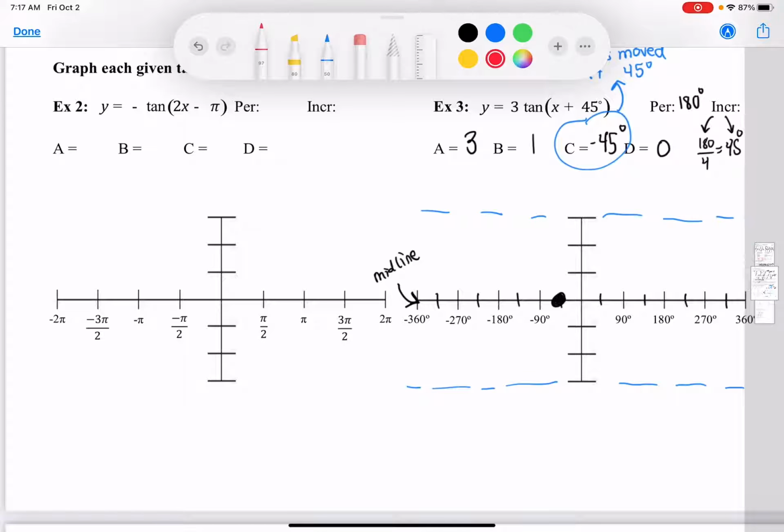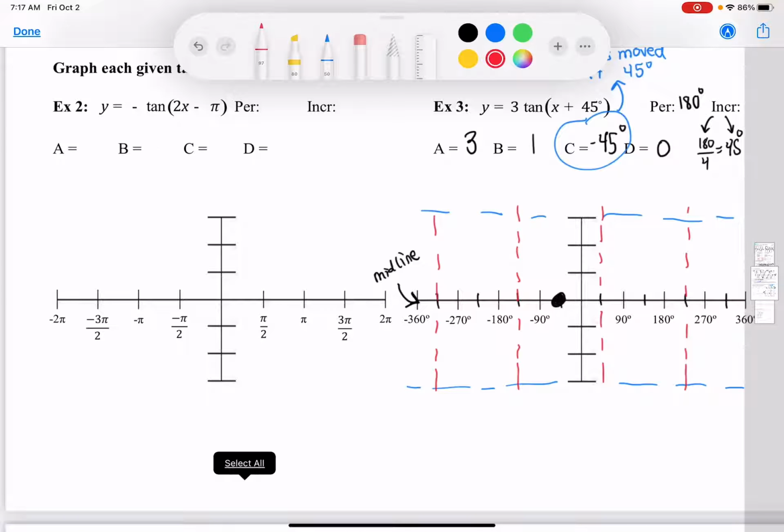So we had one at positive 90. When I go from positive 90 to the left 45 degrees, that's here at 45 degrees. I had one at -90, so go to the left 45 degrees of that. -270, go 45 degrees to the left of that. And positive 270, same thing, 45 degrees to the left of that.